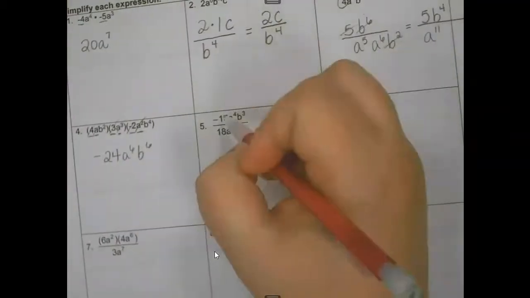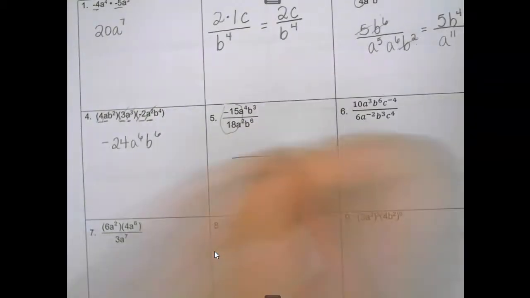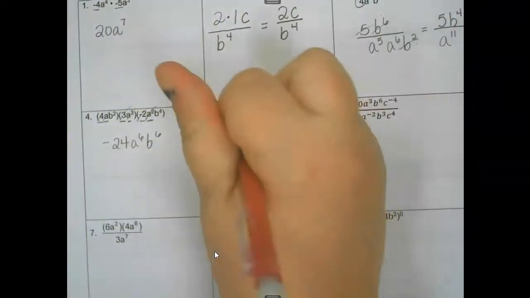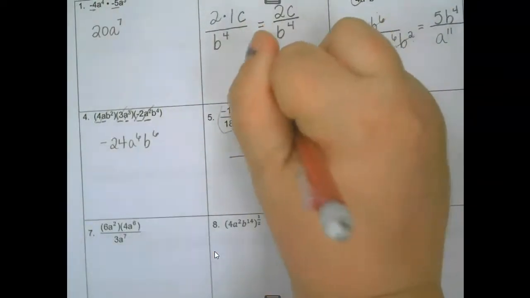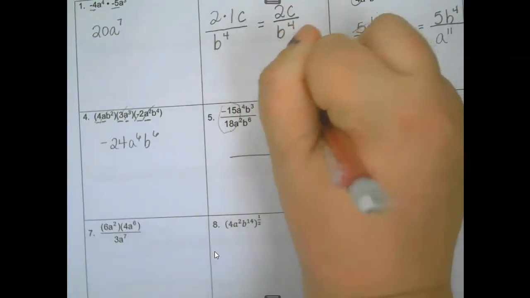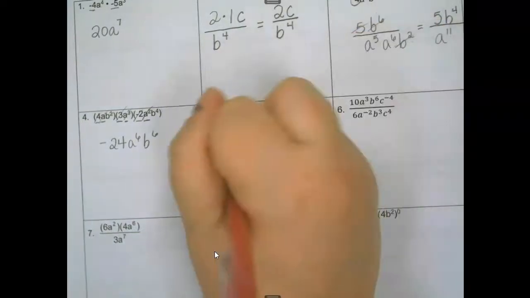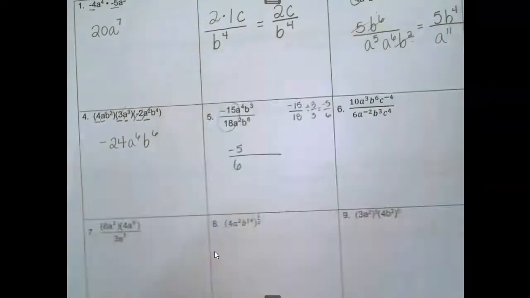Alright, let's start with my coefficients. Alright, I'm going to simplify that. So I can divide both of those by 3. I'll show that up here. Both can be divided by 3 to become -5/6. So -5 on top, 6 on bottom.